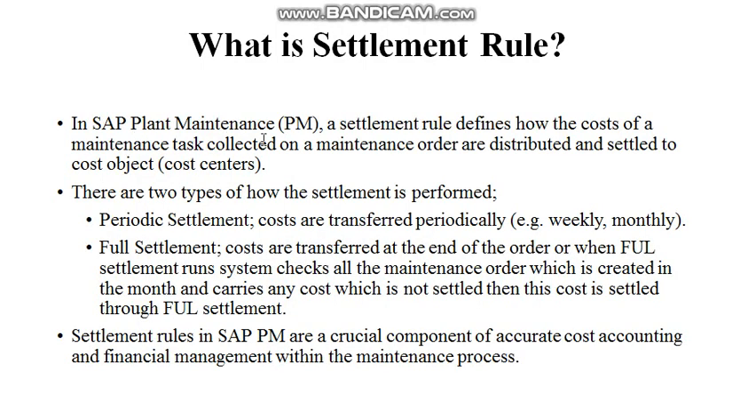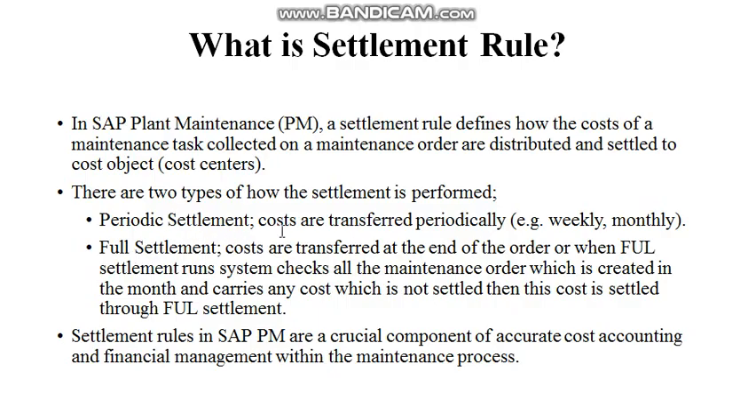In SAP plant maintenance, a settlement rule defines how the cost of a maintenance task collected on a maintenance order is distributed and settled to cost objects, that is cost centers. There are two types of settlement: periodic settlement and full settlement.